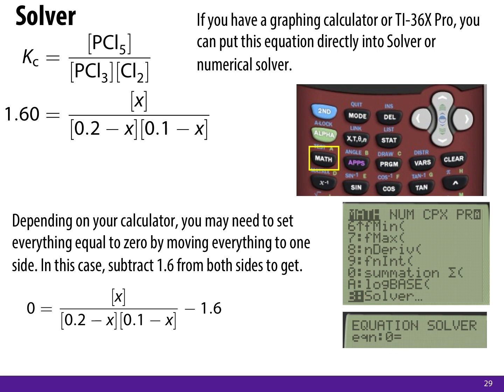On some versions of the TI-84, it's 0 equals, so you have to force everything equal to 0. On a lot of other versions of this calculator, you don't have to. It lets you choose the two sides of the equation independently, in which case you can just type 1.6 on one side and x divided by (0.2 minus x) times (0.1 minus x) on the other side, depending on how your calculator works. Again, the TI-36X can also do this just as well.